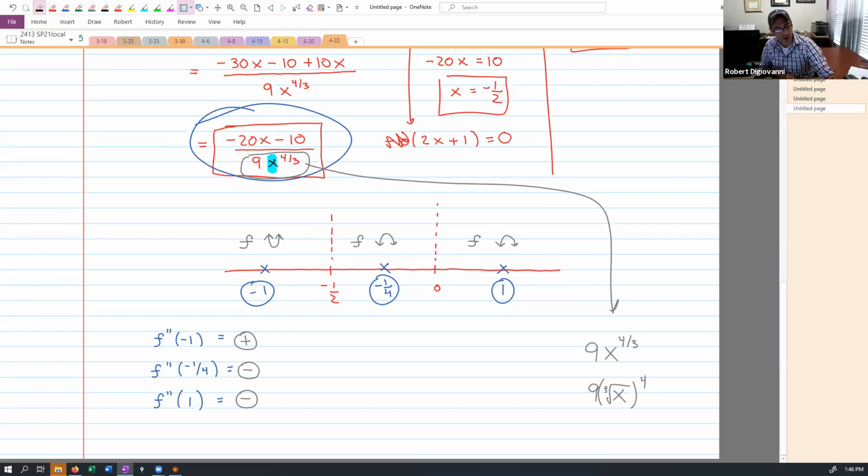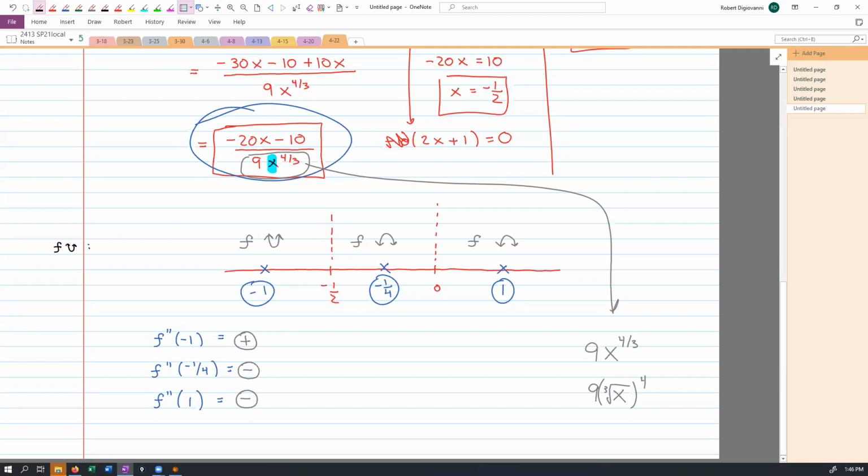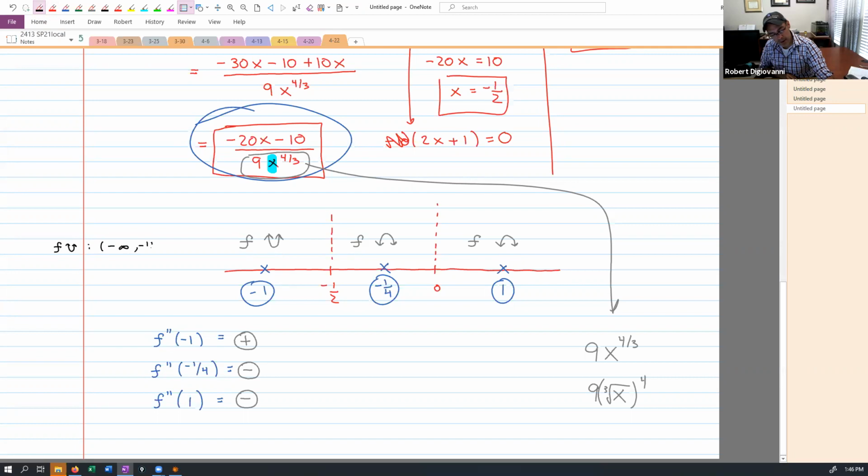So let's now summarize. Our function is concave up from -infinity to -1/2. So concave up was this part. Concave down is going to be here and here, so we'll just put it all together. That's going to be from -1/2 to infinity.